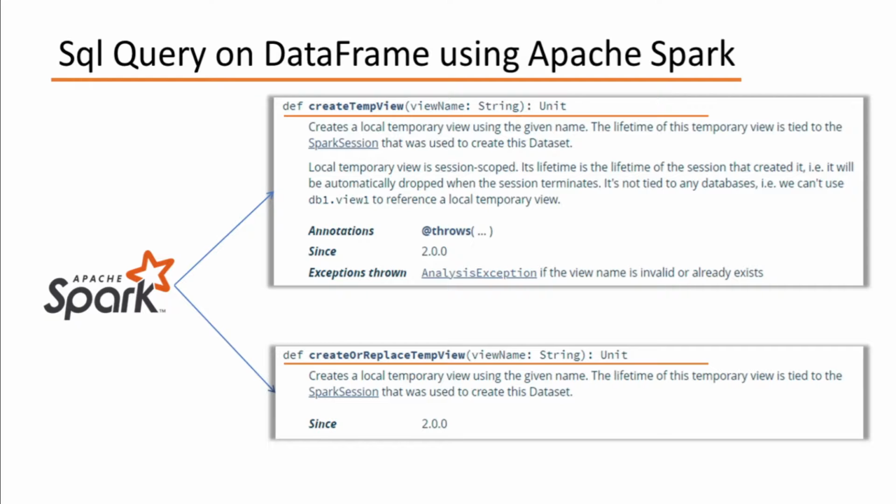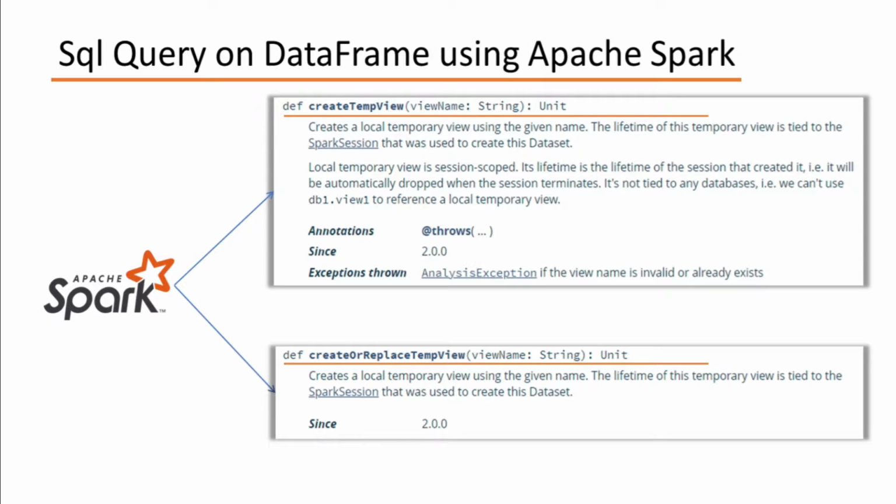createTempView creates a local temporary view using the given name. The lifetime of the temporary view depends on the Spark session which is used to create it. So, if Spark session terminates, our temporary view will also be dropped. And this temporary view is not tied to any database. createOrReplaceTempView is very similar to createTempView, except it can replace a view if it is already present.